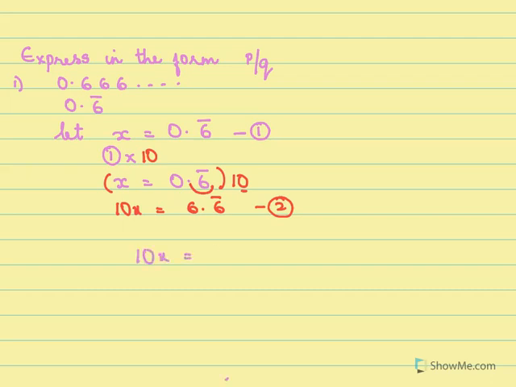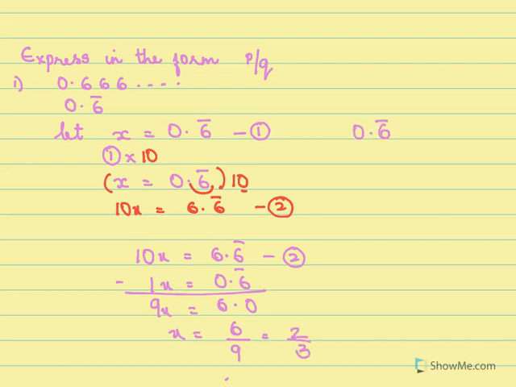Now we take both the equations. The one is 10x equal to 6.6 bar. That is the second equation, and we take the first equation up. 1x equal to 0.6 bar. On subtraction, 9x equal to 6.0. So x equal to 6 over 9 equal to 2 by 3. So 0.6 bar or 0.666 non-terminating will be equal to 2 by 3.